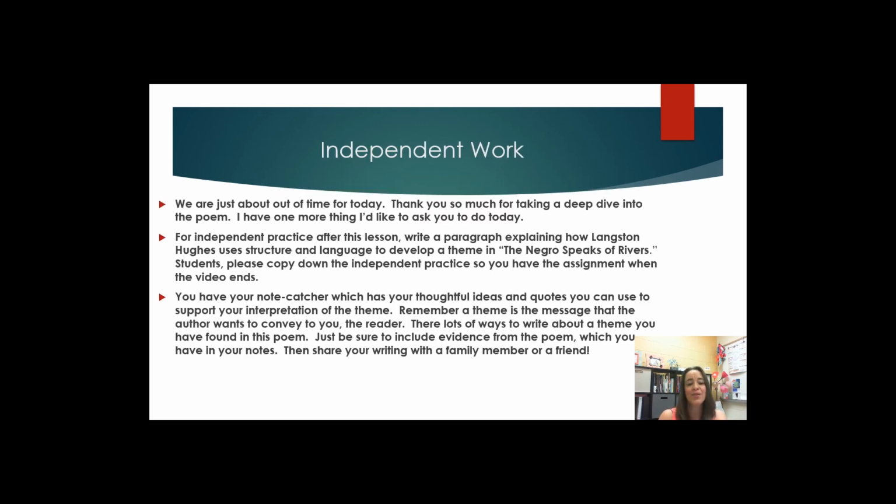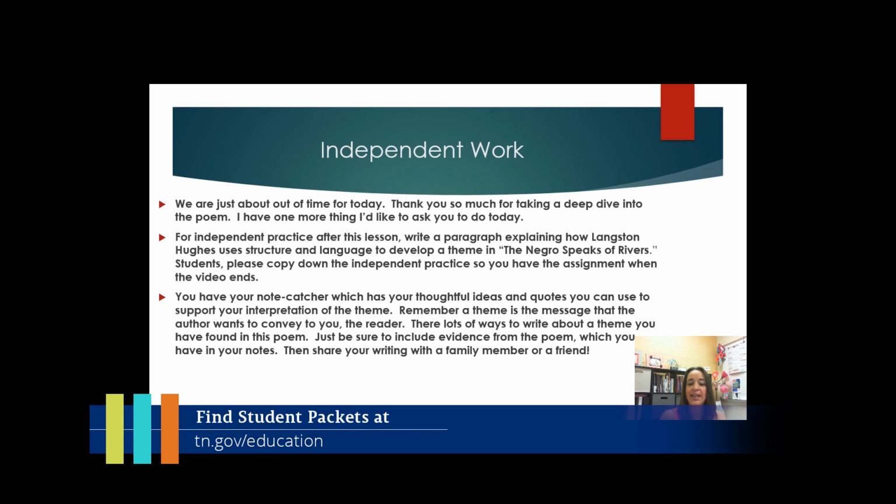We are just about out of time for today. Thank you so much for taking a deep dive into the poem with me. I have one more thing that I'd like to ask you to do today. For independent practice, after this lesson, write a paragraph explaining how Langston Hughes uses structure and language to develop a theme in The Negro Speaks of Rivers.